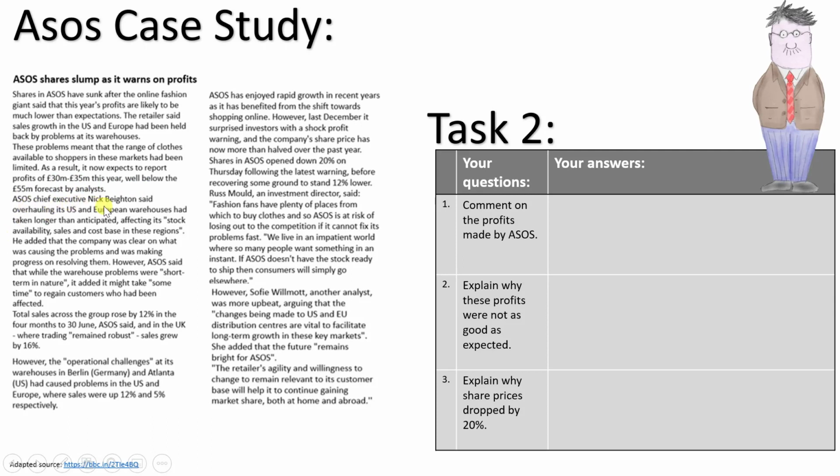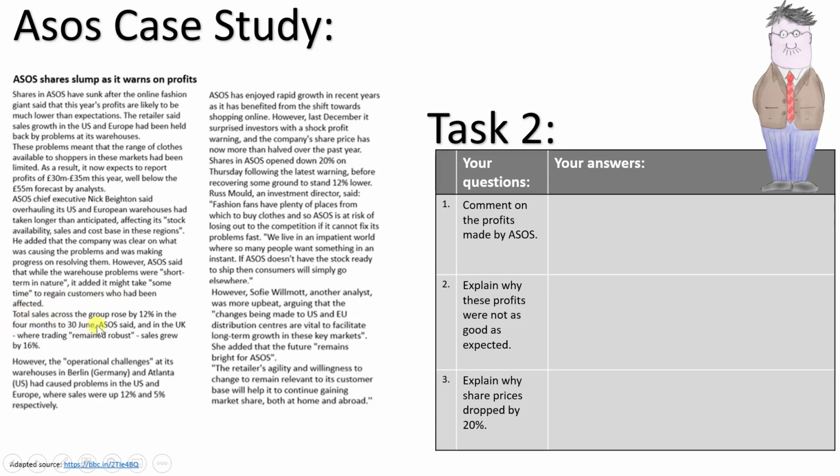ASOS Chief Executive Nick Beighton said overhauling its US and European warehouses had taken longer than anticipated, affecting its stock availability, sales and cost base in these regions. He added that the company was clear on what was causing the problems and was making progress on resolving them. However, ASOS said that while the warehouse problems were short-term in nature, it might take some time to regain customers who had been affected.